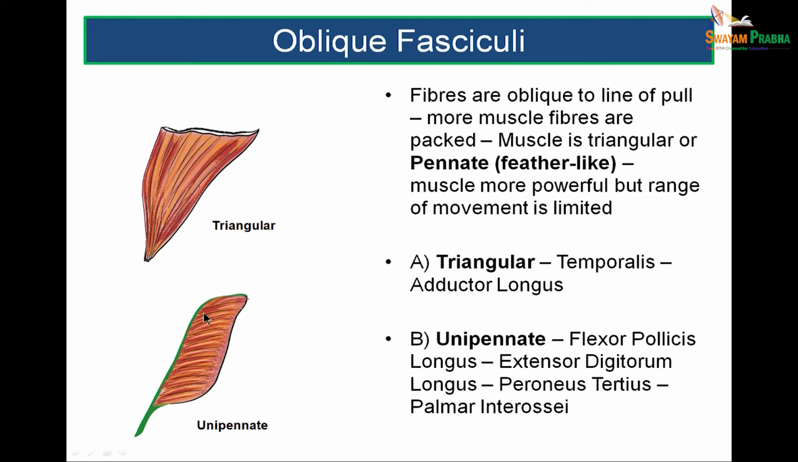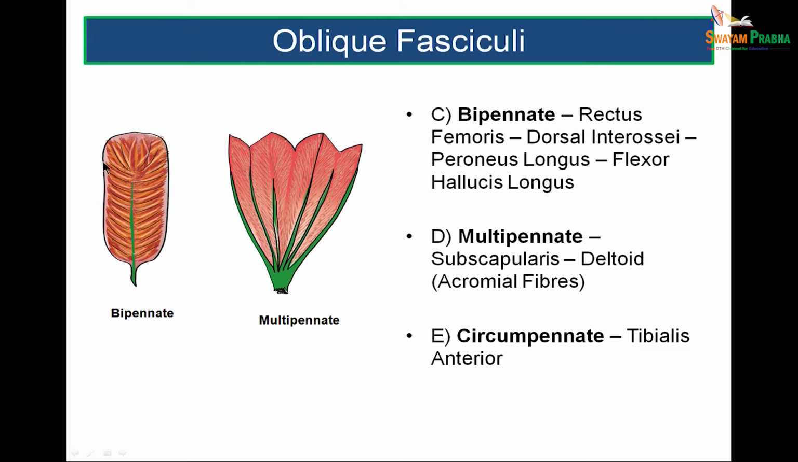Then there could be unipennate, which is fibers running in one direction to a tendinous attachment, like flexor pollicis longus of the forearm or extensor digitorum longus or peroneus tertius of the foot and palmar interossei. Then there is bipennate. So, you see fibers coming from both sides and inserting into a long tendon here. This kind of arrangement is found in rectus femoris of the thigh and many other muscles as mentioned.